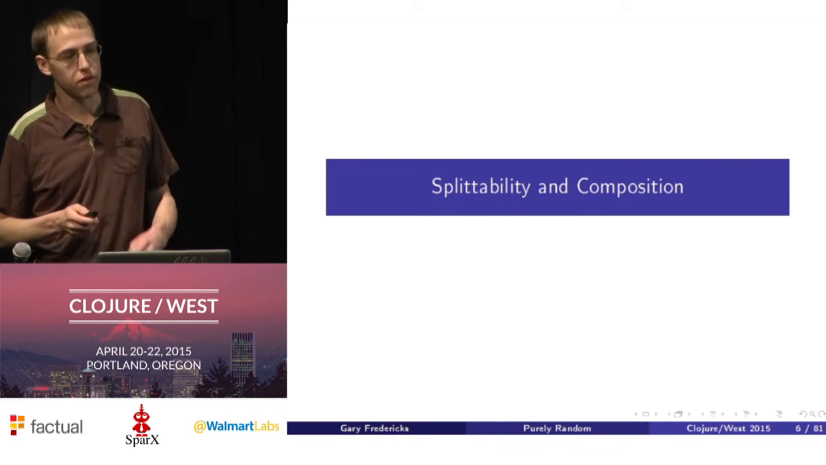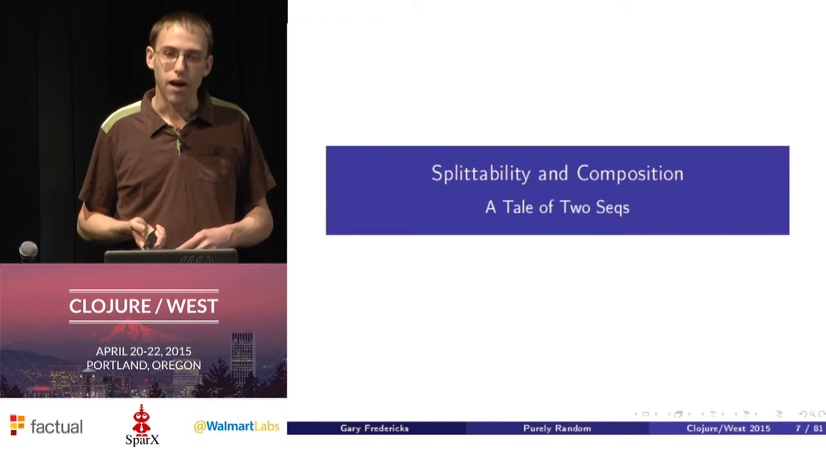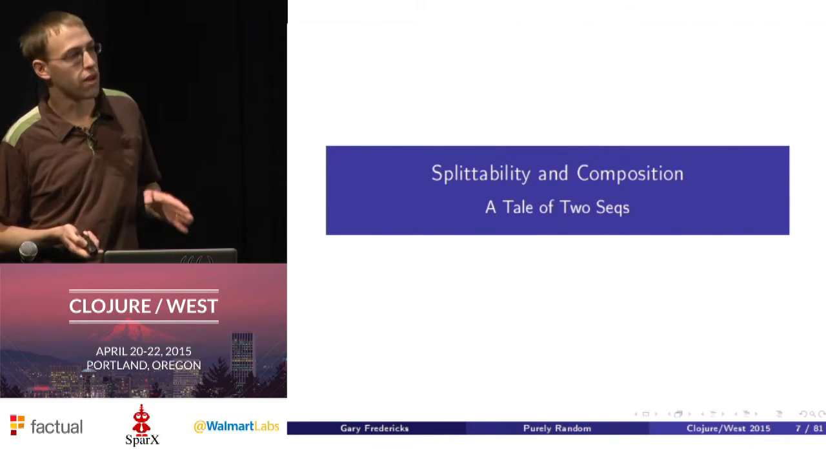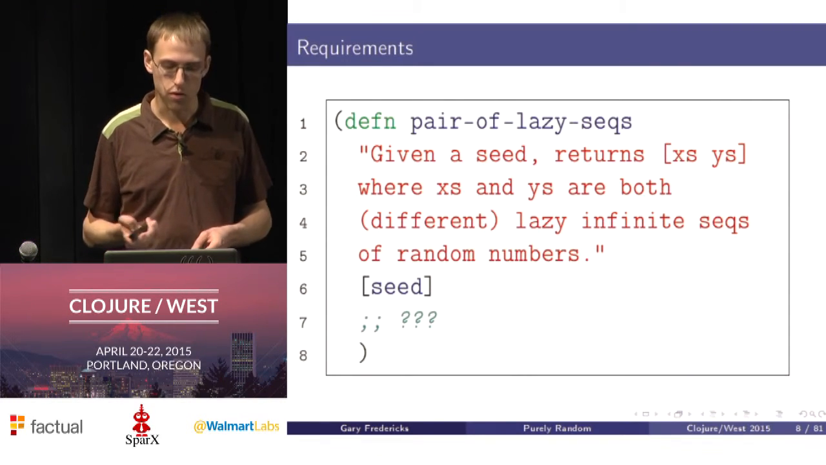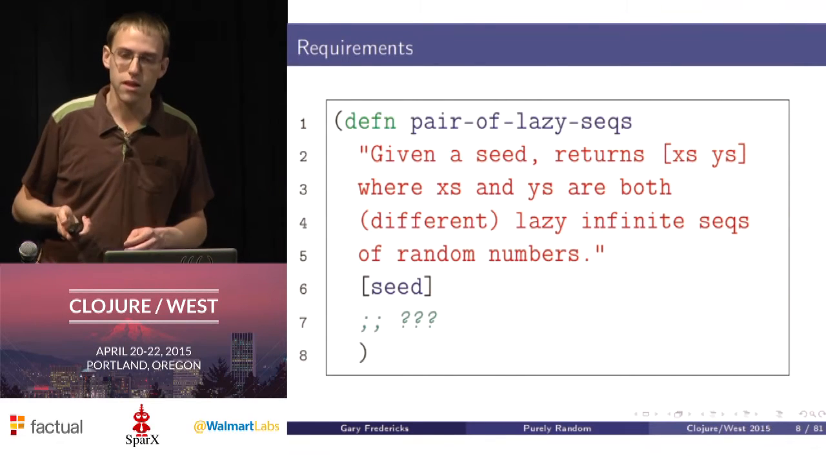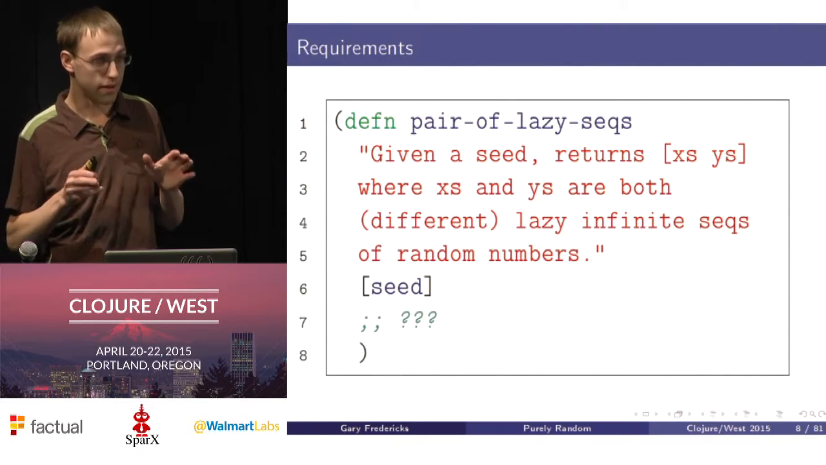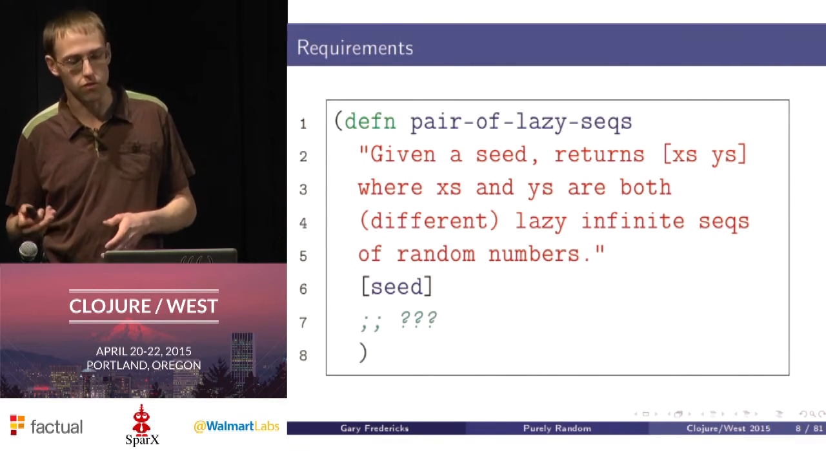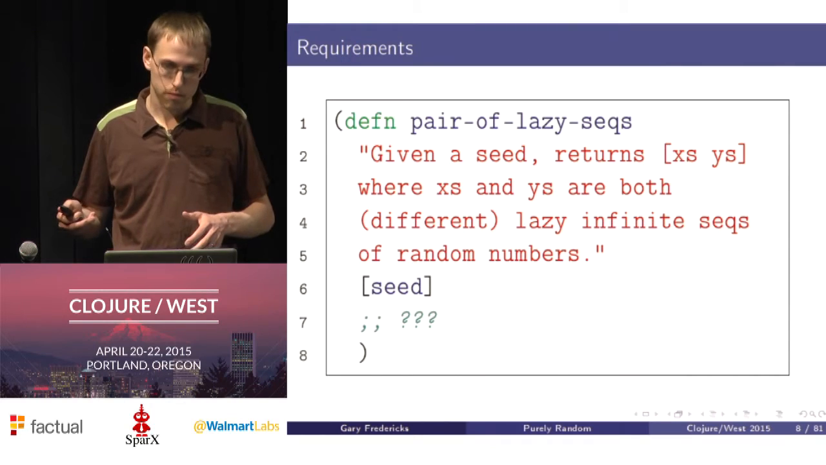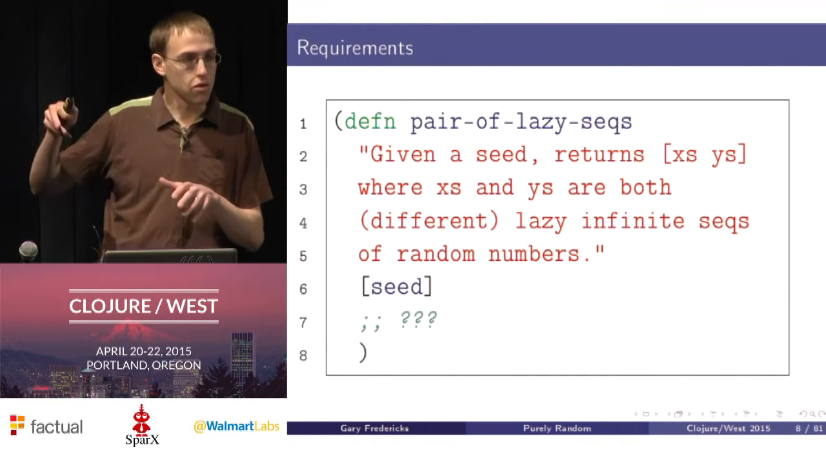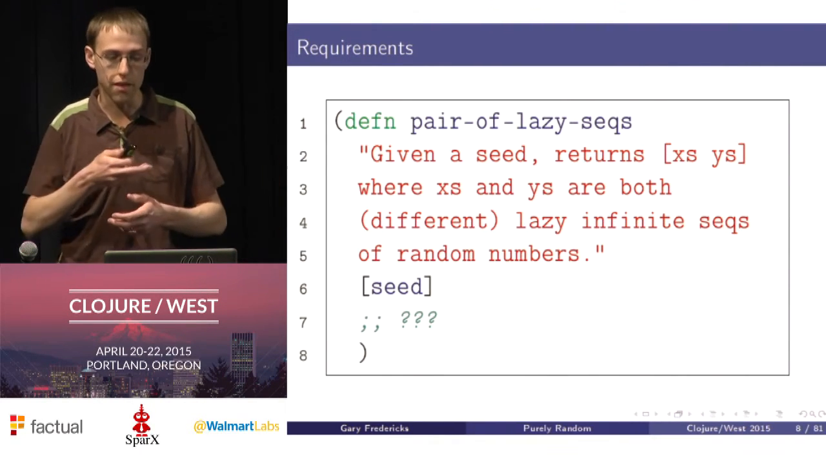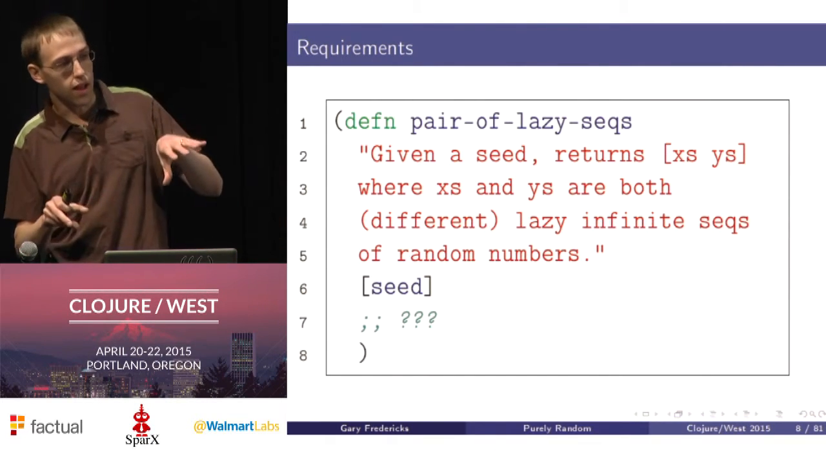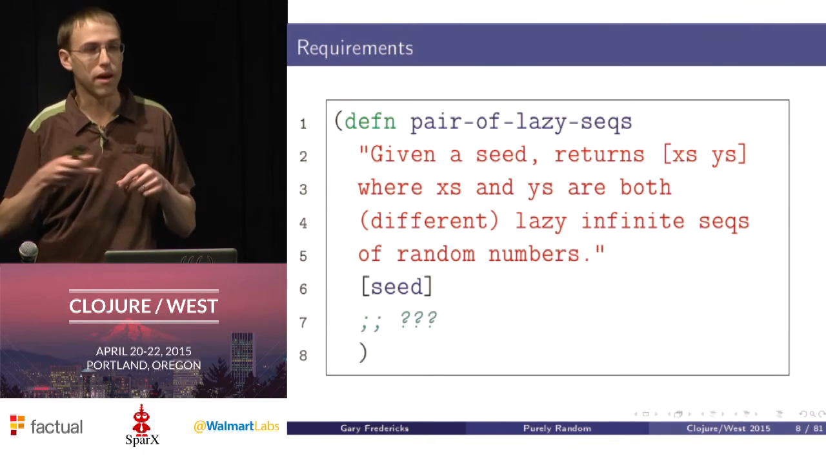Okay, so first half of the talk, splittability and composition. We're going to start with an example of a function that we're going to try to write from different approaches. So here's a function. It's called pair-of-lazy-seqs. This is going to be a deterministic function that takes a seed, and it's supposed to return 2 lazy sequences of random numbers. The numbers should be different between the 2 sequences. They should look unrelated. They should be fully lazy, and they should be independently lazy.